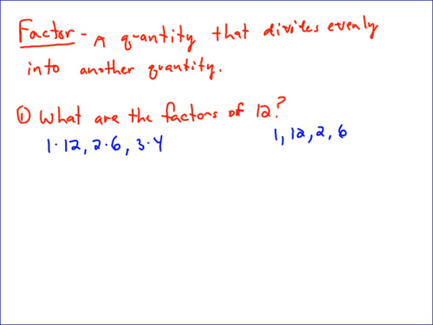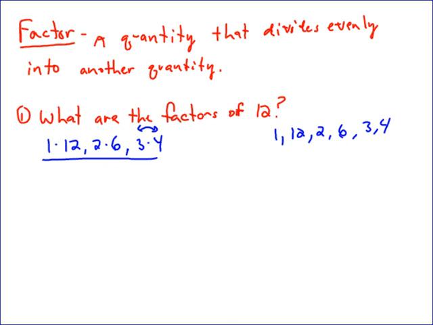Well, once you get to a point where these two numbers are right next to each other, or there is not another number to look at, then you're done. I don't need to look at the rest of them. I don't need to consider 4 because I've already got 4, and anything above 4 would be included in this list here. So it turns out that 12 has 6 factors.